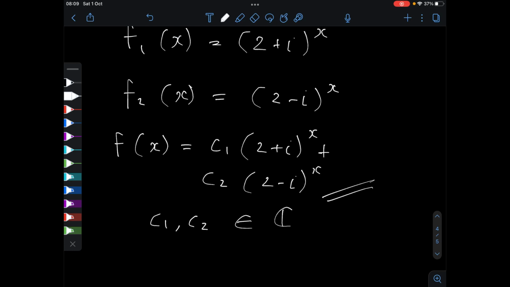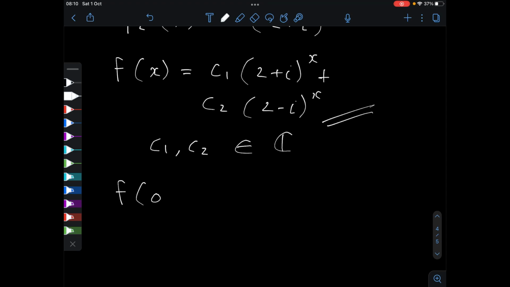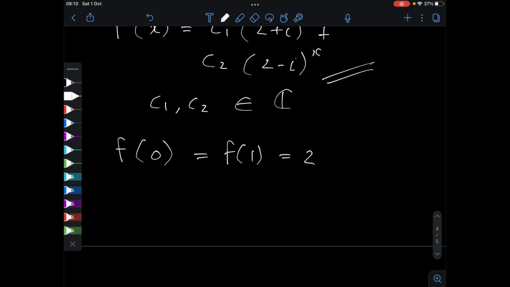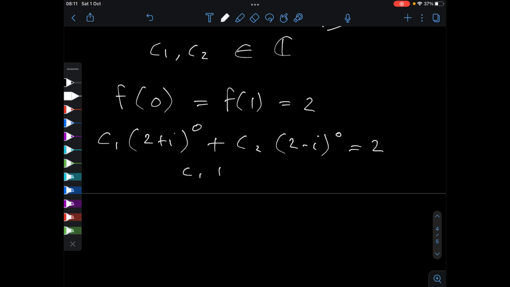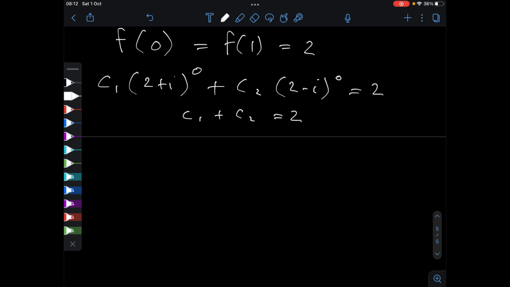Sweet. So this is our general solution to the difference equation, and it looks kind of nasty. So let's say that we've been given some boundary conditions to solve this difference equation, and in this case our boundary conditions are f of 0 and f of 1 are both equal to 2. So let's plug this into our general solution. f of 0 would be c1 times 2 plus i to the 0 plus c2 times 2 minus i to the 0, and that's equal to 2. So this tells us that c1 plus c2 must equal 2. Plugging in the second condition, f of 1, we get c1 times 2 plus i to the power 1 plus c2 times 2 minus i to the power 1 is equal to 2.